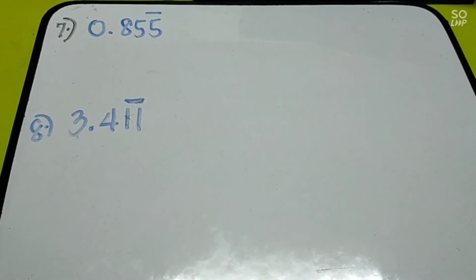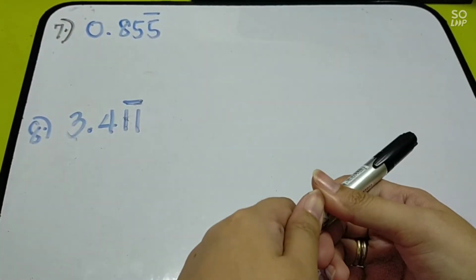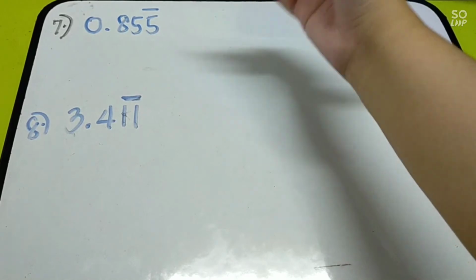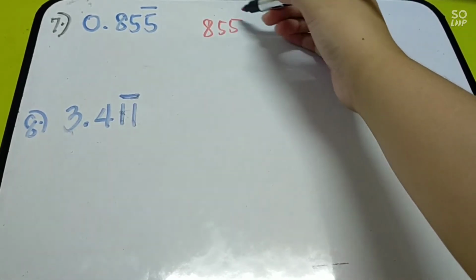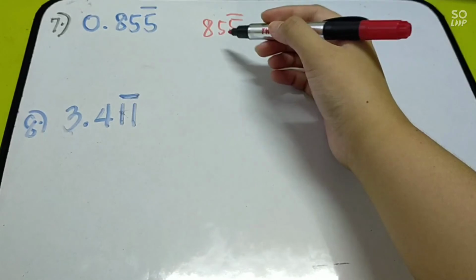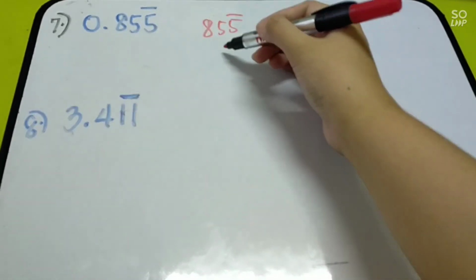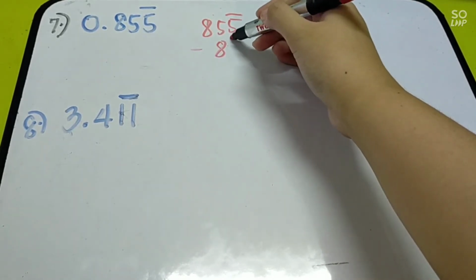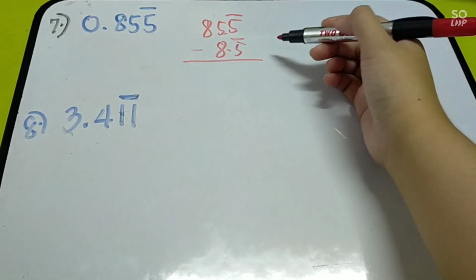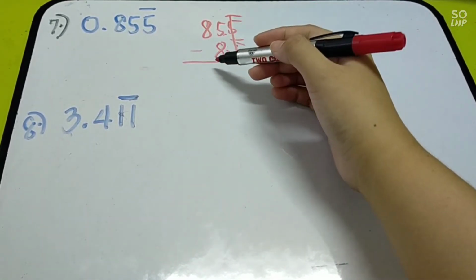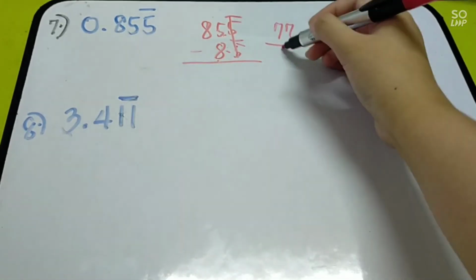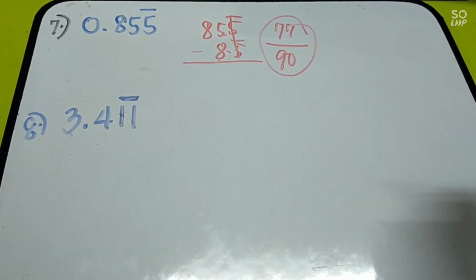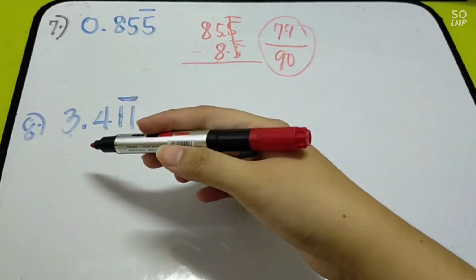Number 7, we have here 0.8555. If you notice, only the 5 repeats here, not the 8. What do you do when it is like this? Here is the shortcut. You have here 8, then 5, 5. This is the repeating part. The part that does not repeat, you just subtract here. The non-repeating part here is 8, right? You subtract it here. Then, 0.5, 0.5. Just write it like that. Then, cancel this out. Then, 85 minus 8, the answer is 77. Then, since there is one digit that did not repeat, it is just over 90. So, 77 over 90. Okay?